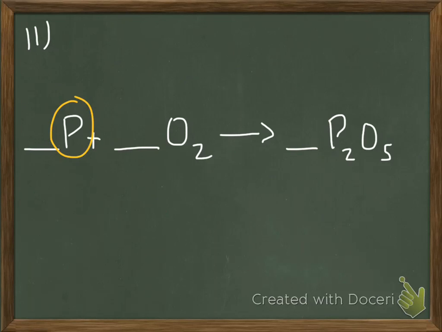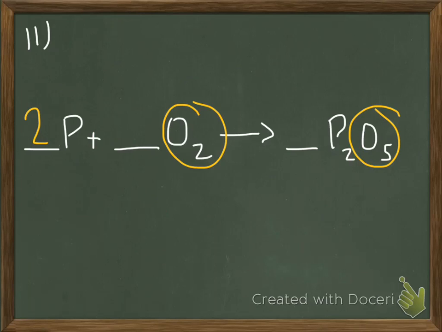We have 1 phosphorus right here. We have 2 phosphoruses right here. That's an easy fix. I just need to put a 2 here. Now I have 2 phosphoruses on each side. I have 2 O's right here. I have 5 O's right here. Well, that's not good. So what can I do to make them both the same? Well, there's no number that I could write here that would make it 5. I want to have the same amount on each side. I want to have 5 and 5. But that's impossible. Nothing times 2 equals 5.